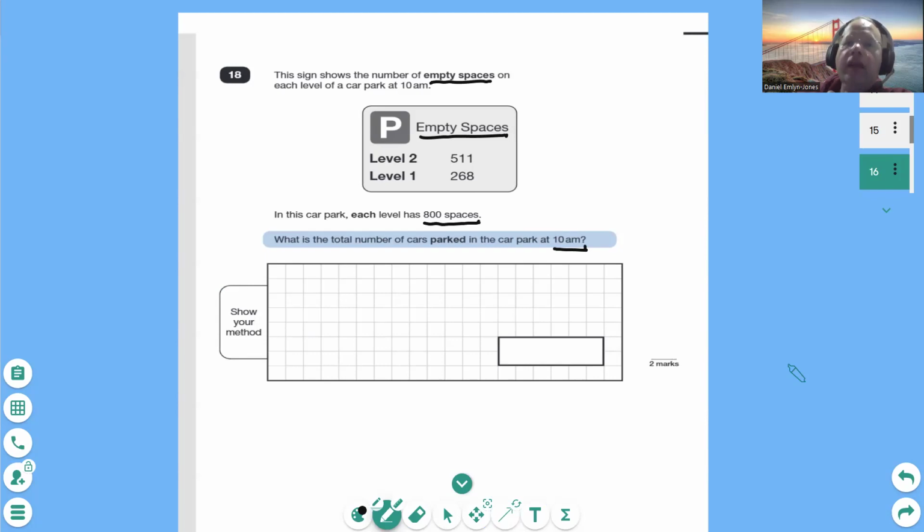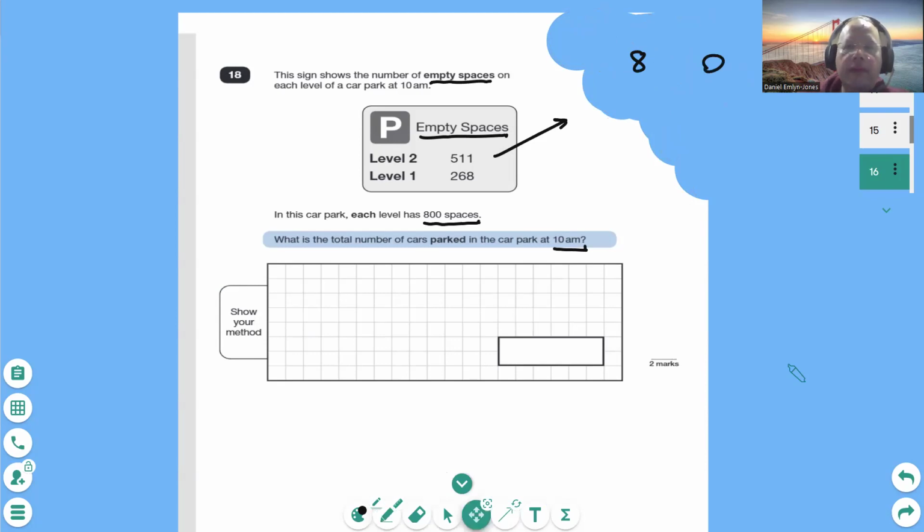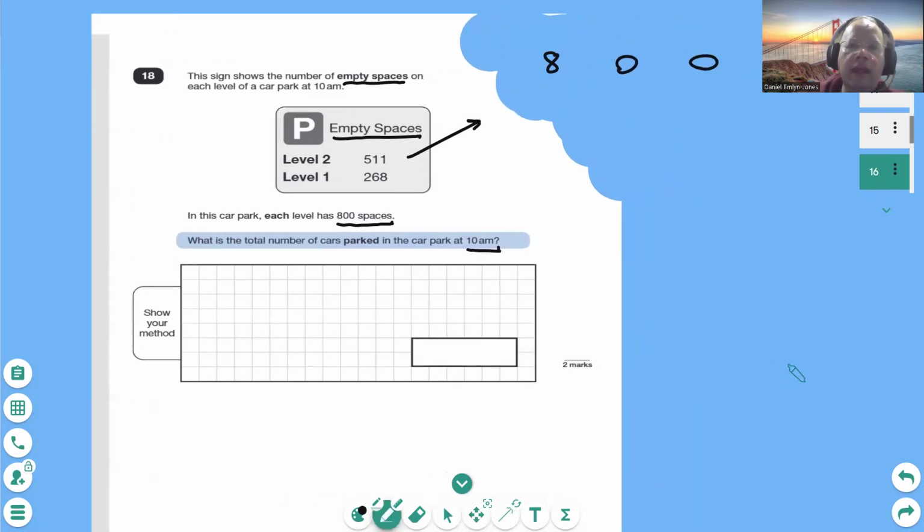Each level has 8. So here, level 2 has 511 empty spaces. So the spaces which you have cars must be 800 minus 511. I'm going to space my numbers out a bit more there. Some people squish their numbers up. Why not? I think we should spread out numbers. Why not? There's no law against spreading out your numbers. 511. There we go.